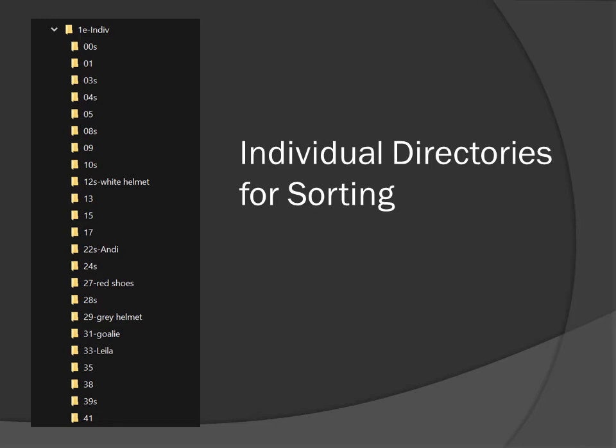Sometimes I will put little clues for myself. So 12S, she's wearing a white helmet. 22S is Andy. 27 is wearing red shoes. 29, gray helmet. Anything that you can use to make it easier to figure out who is who. Because sometimes you can't see the number, but you can see their shoes. Like, okay, I can't see the number, but it's red shoes, so that must be number 27.